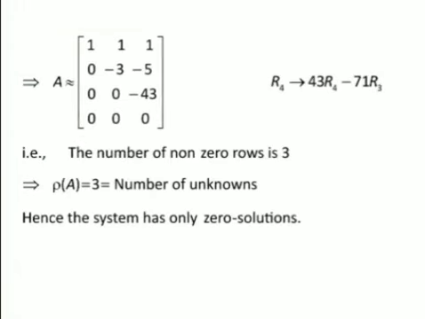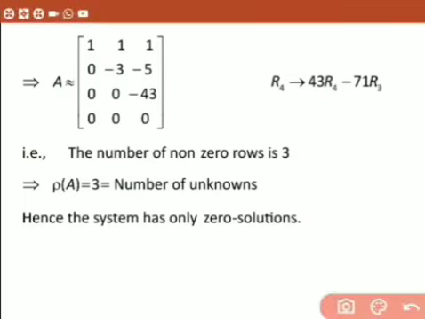So next, the equivalent matrix is first and second we have to keep as it is. After simplification you will get here this is 0 0 minus 43 third row, and last row becomes here. We are making the row operation here. R4 changes to 43 times of R4 minus 17 times of R3. After simplification you will get here fourth row is equals to 0.